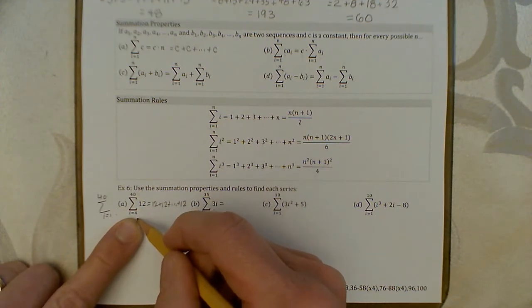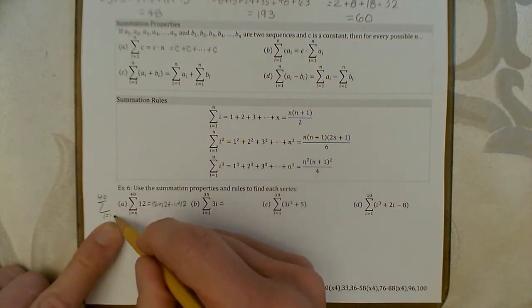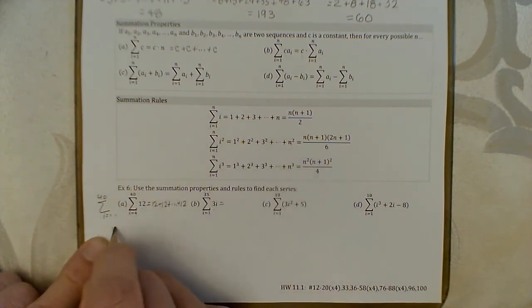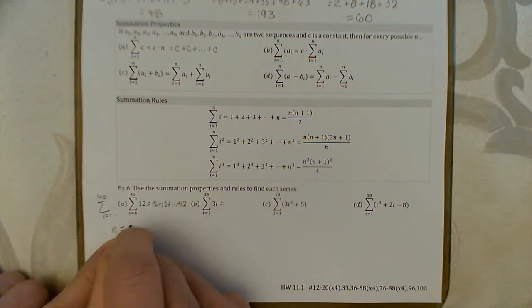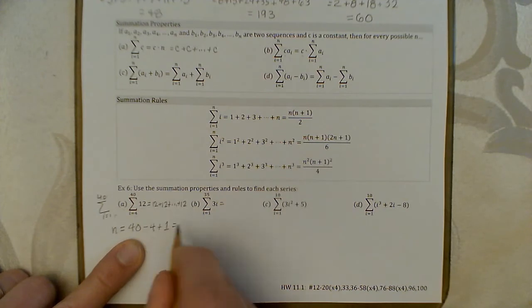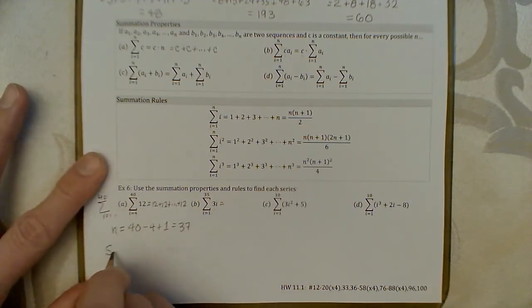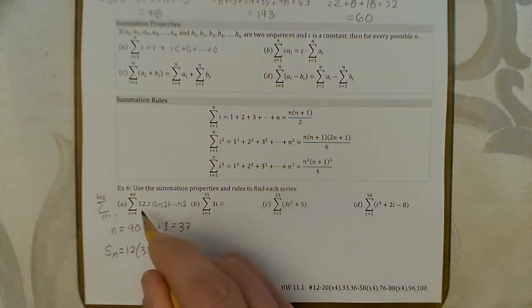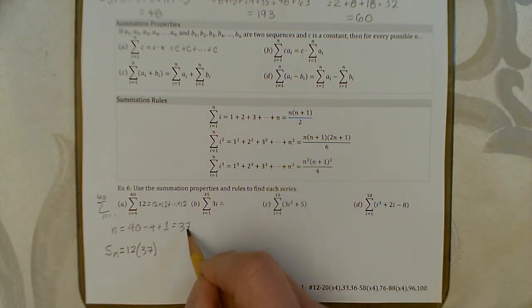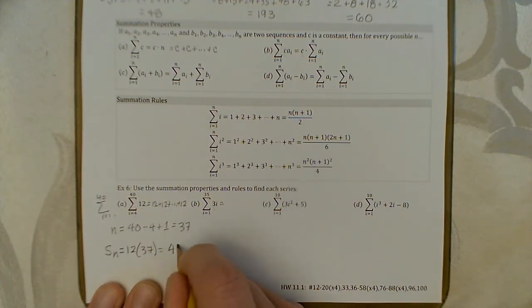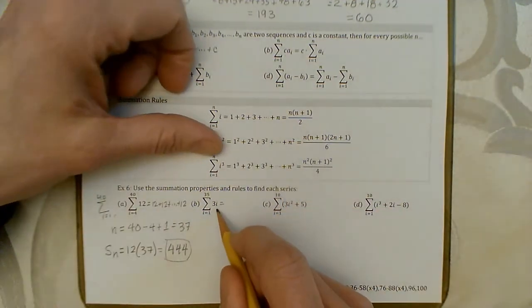That's not the number of terms. It's really 40 minus the bottom number plus 1. So the number of 12s is going to be the top number 40 minus the starting value of 4 plus 1, and that is 37. How would we calculate the sum of those terms? Well, it's simply 12 times 37. Each one is a 12, and we multiply by 37 because there's 37 of them, and that gives us a total of 444. All right, so let's move on to the next problem, B.